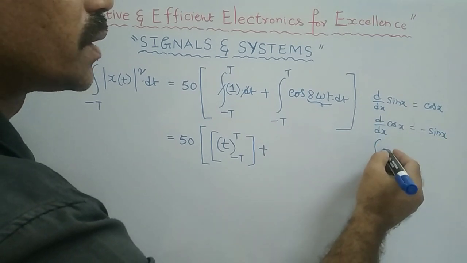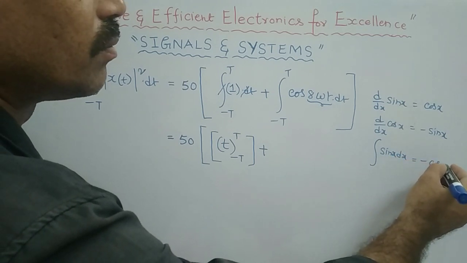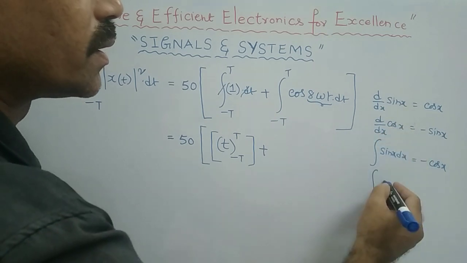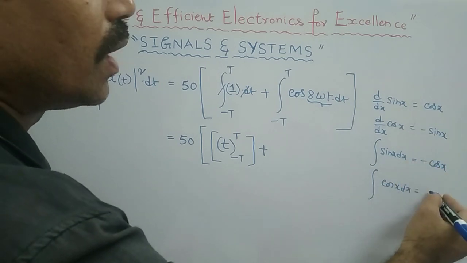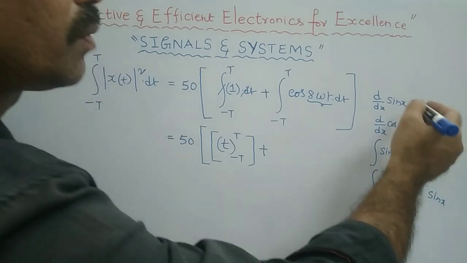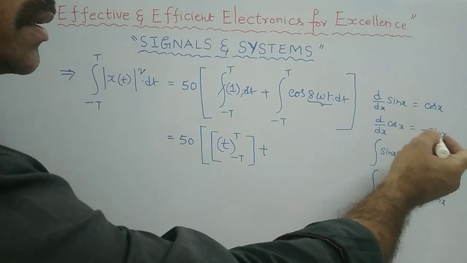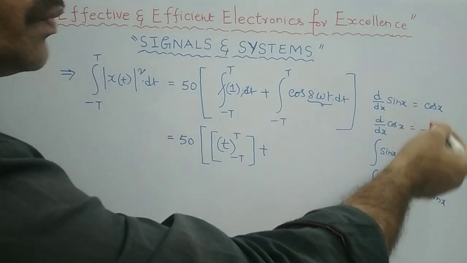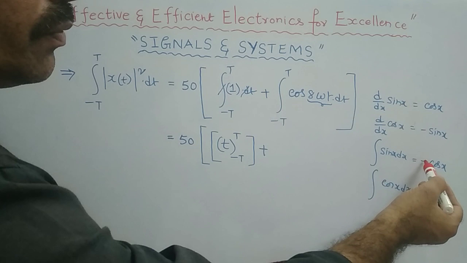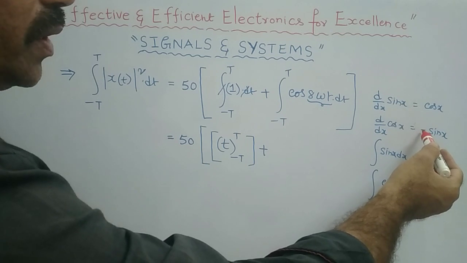So the integral of sin x dx is equal to minus cos x, and the integral of cos x dx is simply sin x only. These are the formulas which you need to remember. D by dx of sin x is equal to cos x, as well as d by dx of cos x is equal to minus sin x. And if you take the integral of sin x, simply the opposite will come. Here minus sin will come; if you take the integration here, plus will come like this.